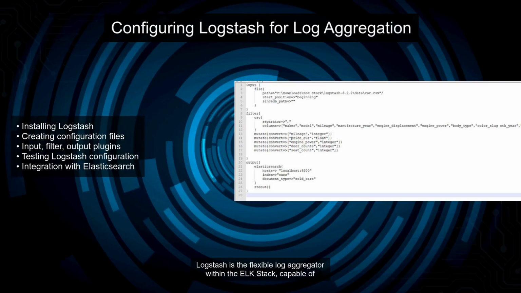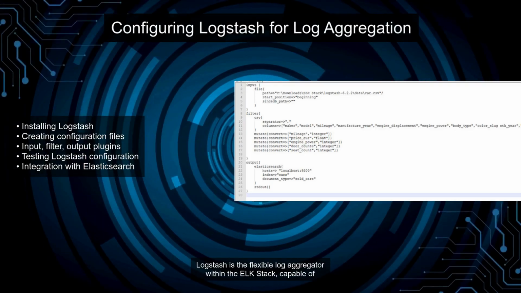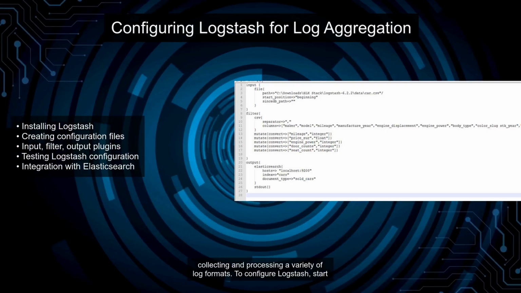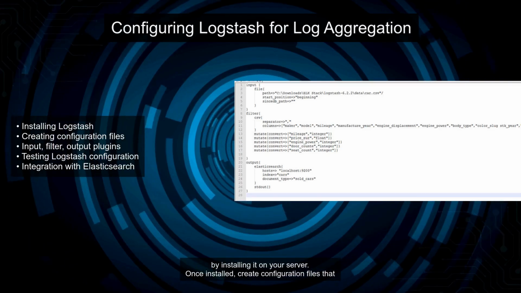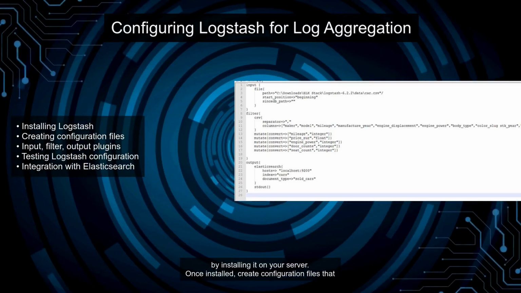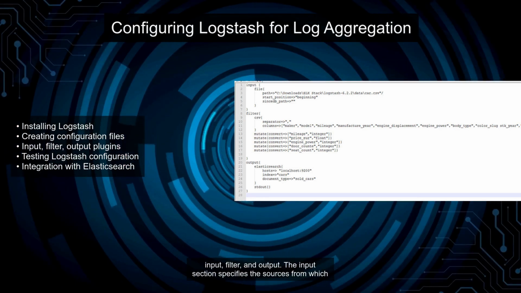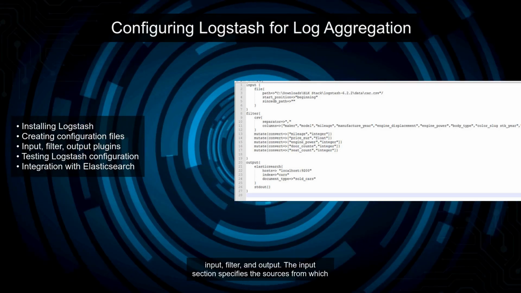Logstash is the flexible log aggregator within the ELK Stack, capable of collecting and processing a variety of log formats. To configure Logstash, start by installing it on your server. Once installed, create configuration files that define how Logstash processes incoming logs. These files typically comprise three sections: input, filter, and output.